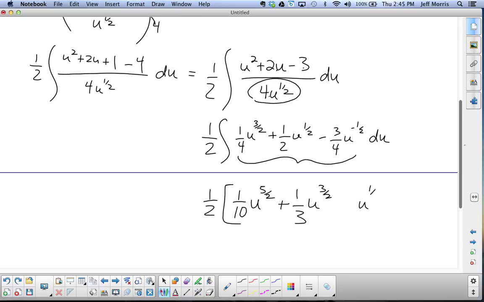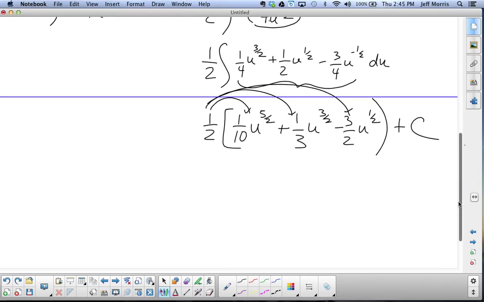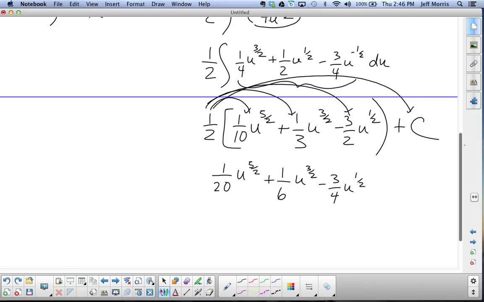Then I'm going to have u to the 1/2. Add 1 to the exponent. Divide by that exponent, which is multiplied by 2. The 2 is going to cancel the 4, so you get minus 3/2. And then you're going to have your plus c. Distribute the 1/2 to all of this, and then go back and plug in your u. So you're going to get 1/20 u to the 5/2 plus 1/6 u to the 3/2 minus 3/4 u to the 1/2, and technically this c also gets multiplied by 1/2, but since it's a constant, we don't know what it is, we're just going to call it big C anyway.